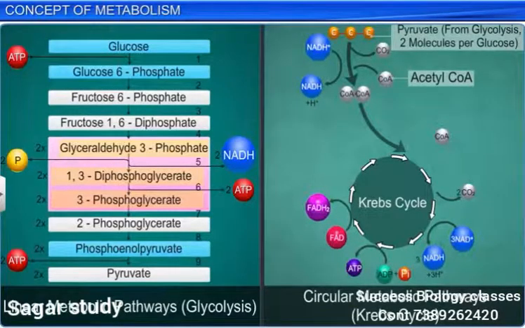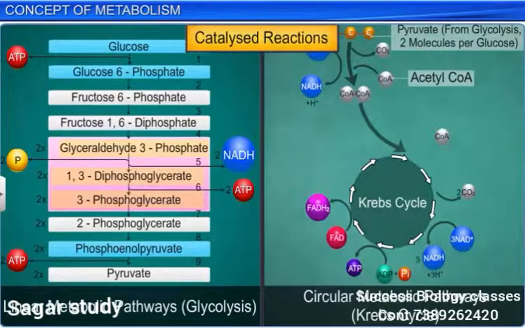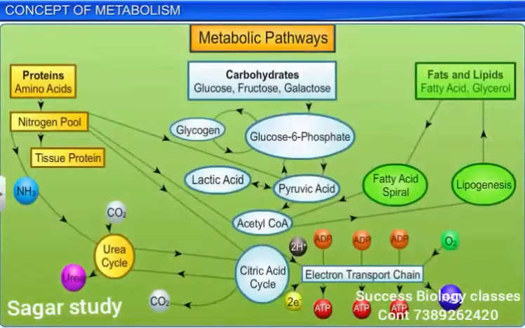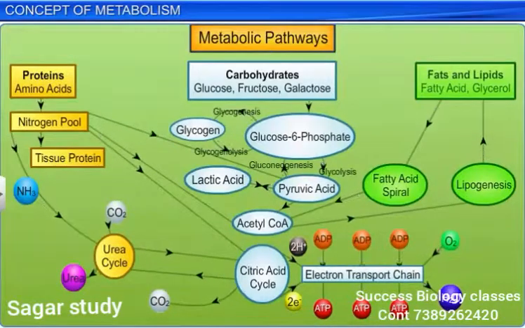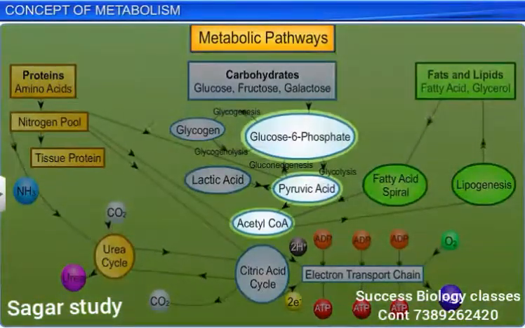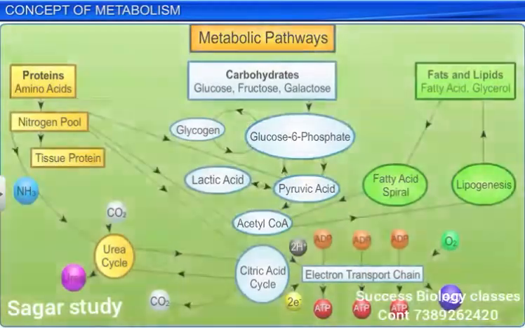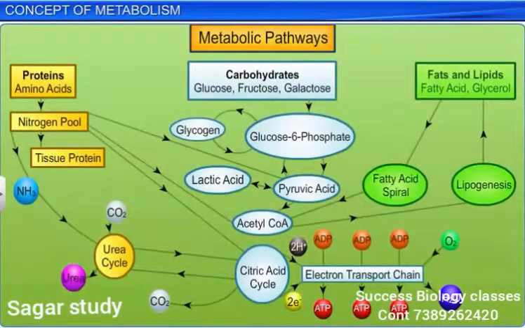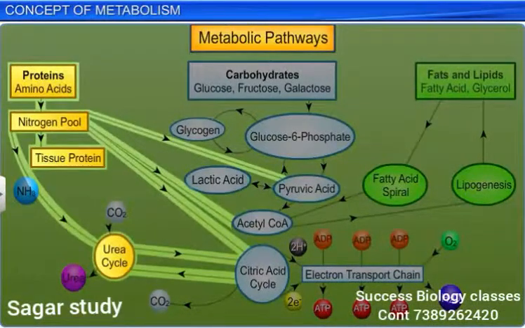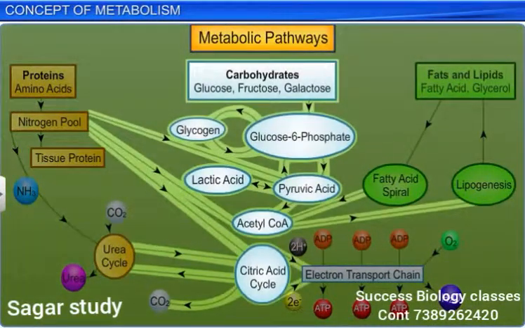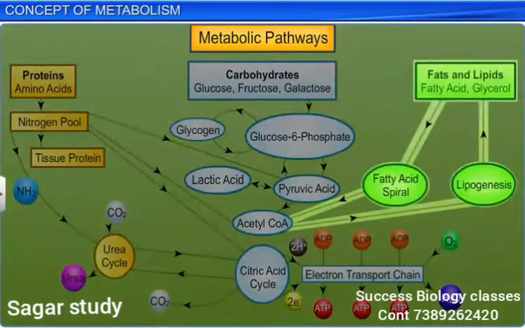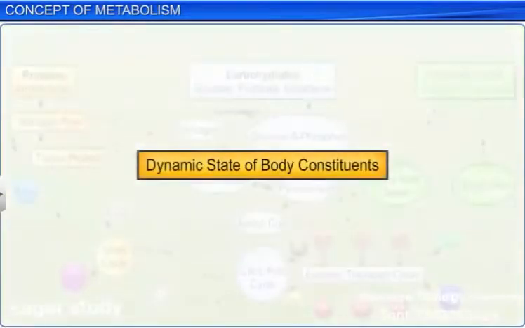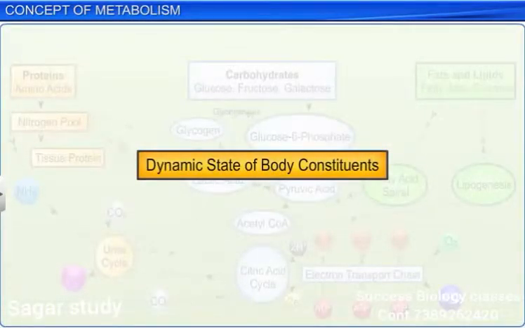All the chemical reactions associated with metabolic pathways are catalyzed reactions. Metabolic pathways can be compared to automobile traffic, where they have traffic junctions when they meet and cross each other. Just like automobile traffic, the flow of metabolites through these pathways is definite and takes place in a specific direction. This flow of metabolites is also called the dynamic state of body constituents.